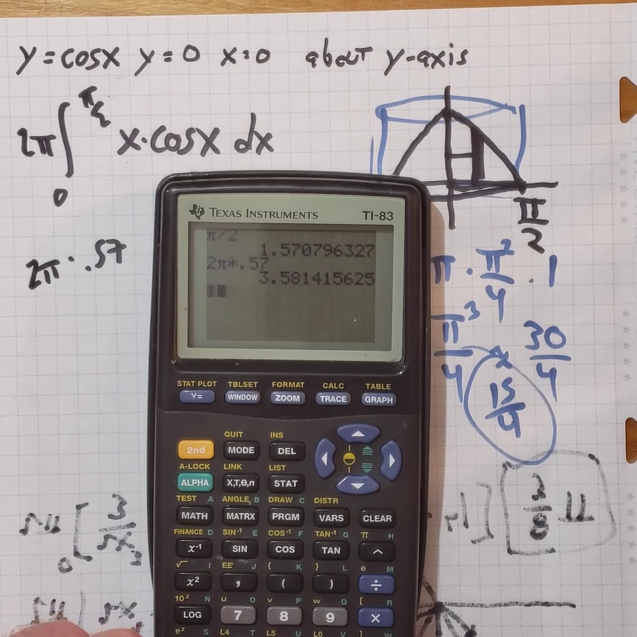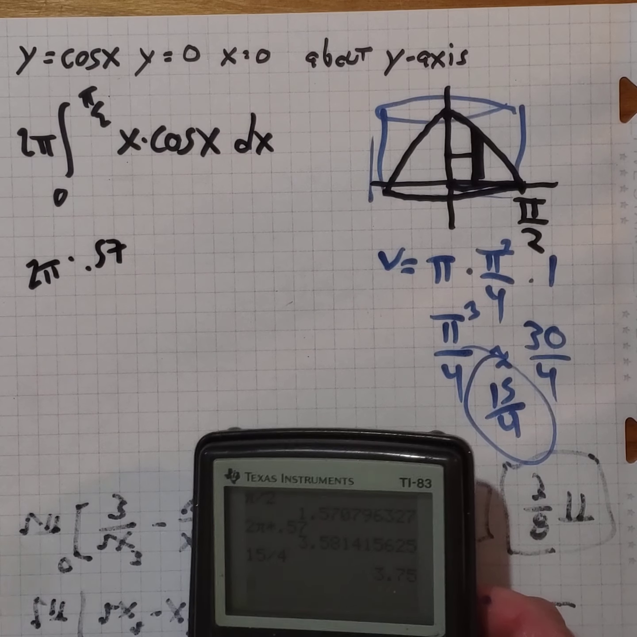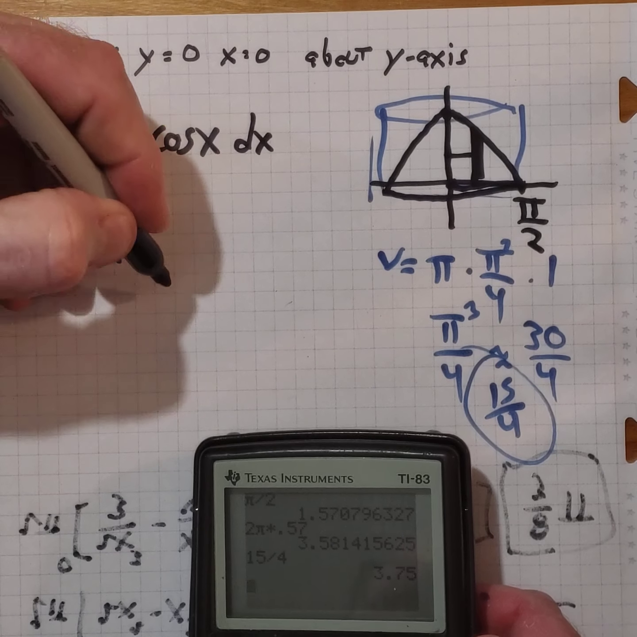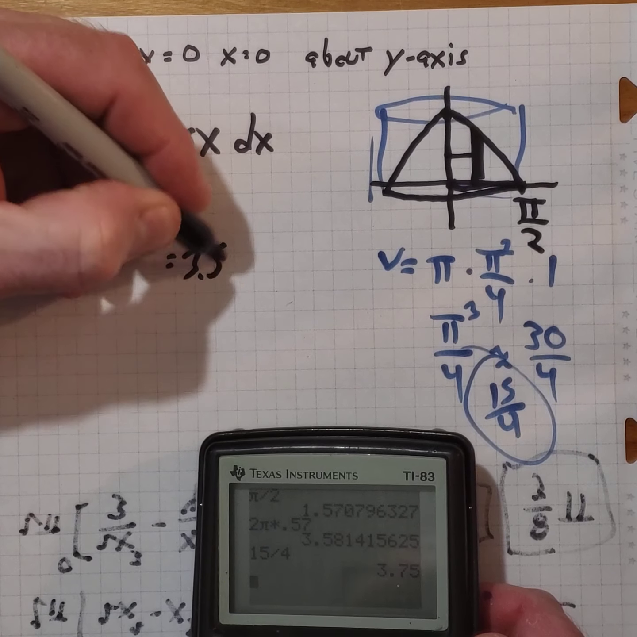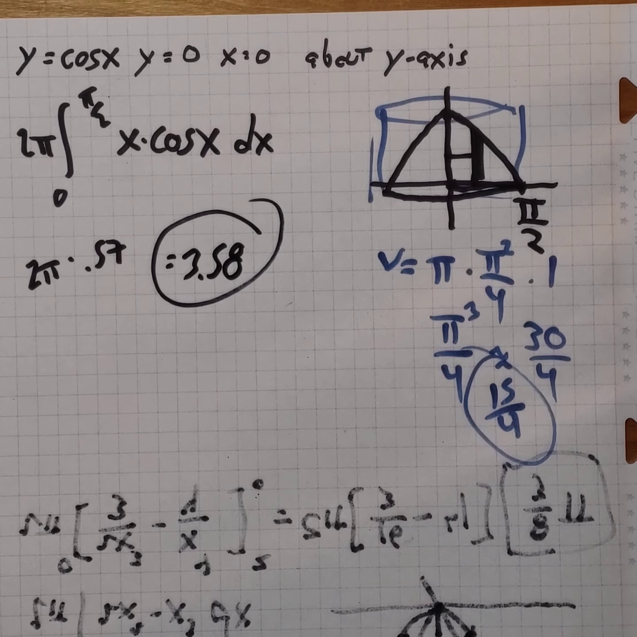And our estimate was 15 divided by 4, which was 3.75. So definitely close enough for me to be happy with that. Again, I ended up with 3.58-ish there. So that's my decimal approximation.